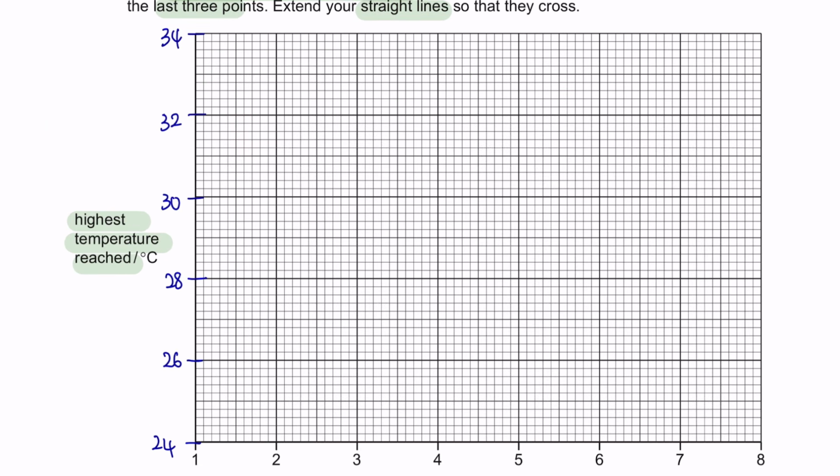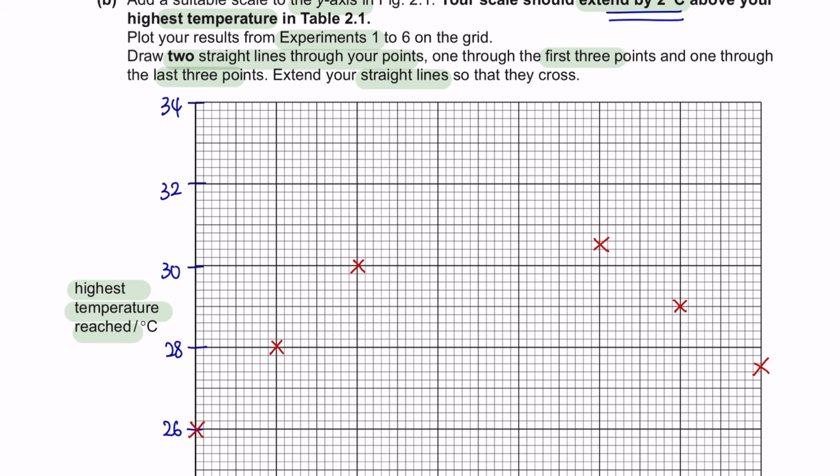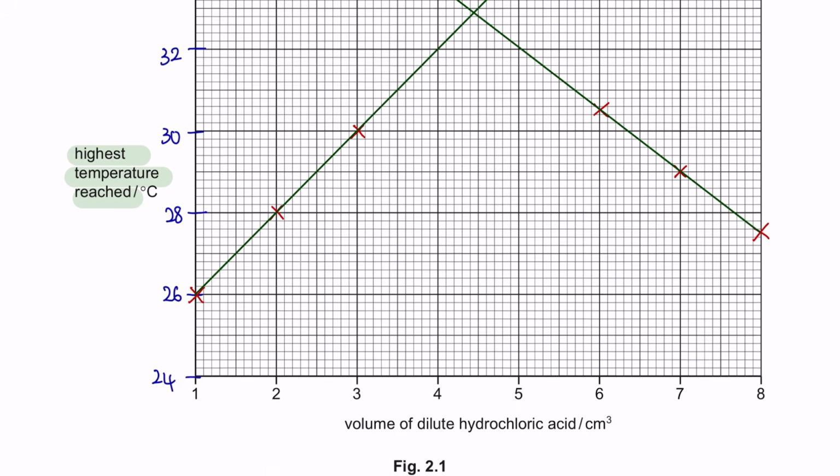Now that you are done with the scale, you can go ahead and plot your points, and you will get something like this. The instruction says to draw straight lines through the first 3 points like this, and one through the last 3 points, which are these 3 points. And then extend your straight lines so that they cross, and we have done that.